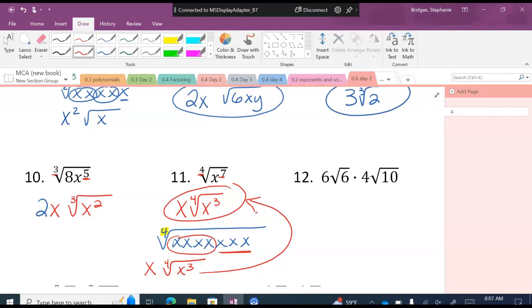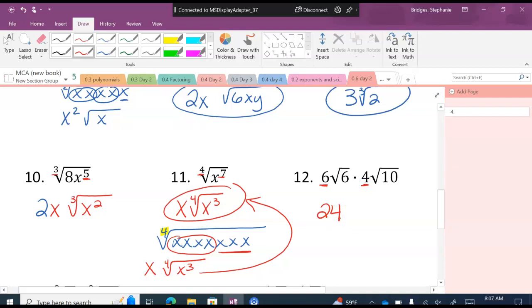All right, so when we have problems like number 12, we're multiplying radicals. 6 square roots of 6 times 4 square roots of 10. This is how you do it. Whatever numbers are in front of the radical get multiplied together. So what are the numbers in front of the radical? 6 and 4. So I'm going to multiply 6 times 4. And it's going to stay outside of the radical in front.